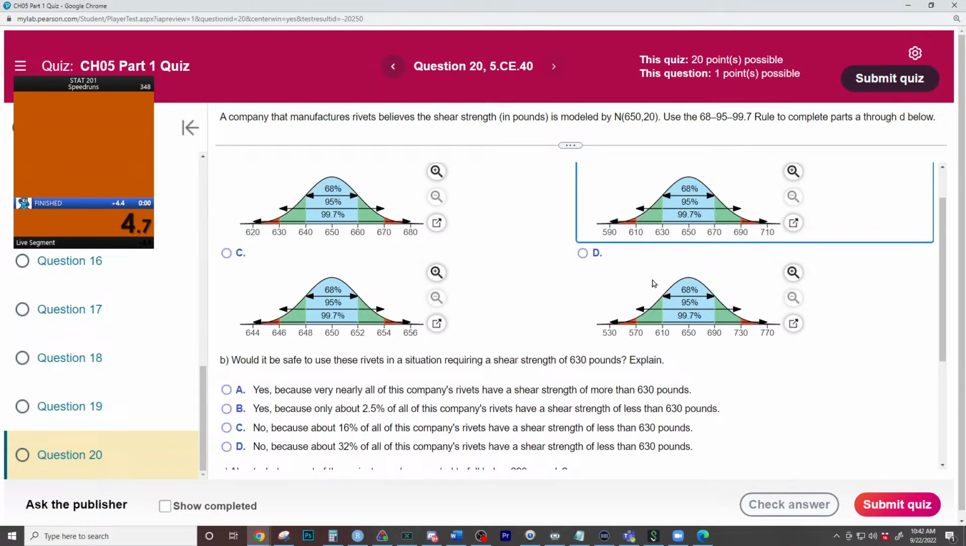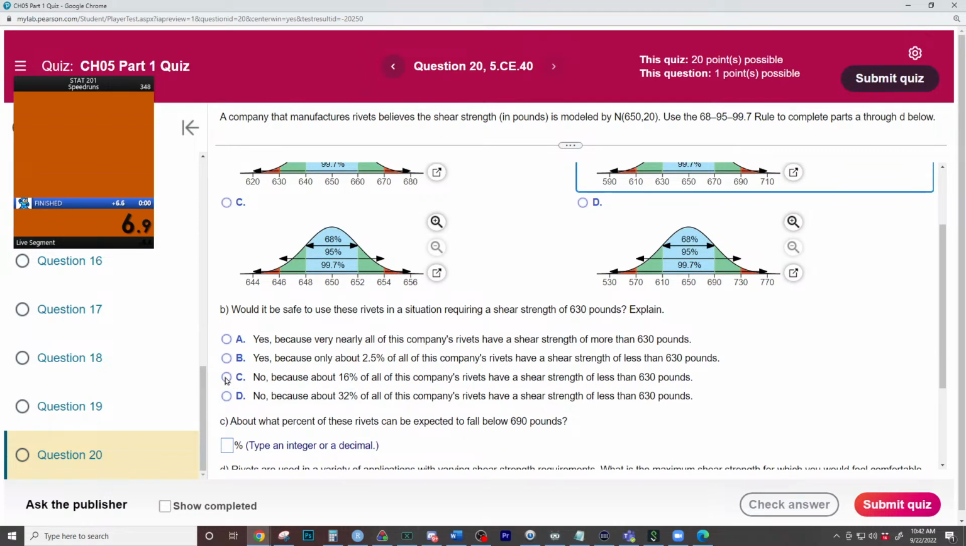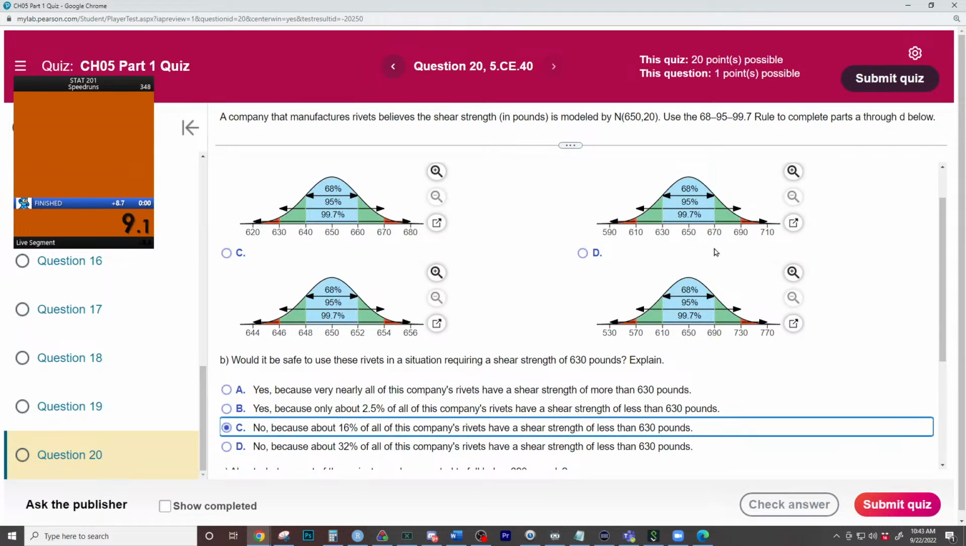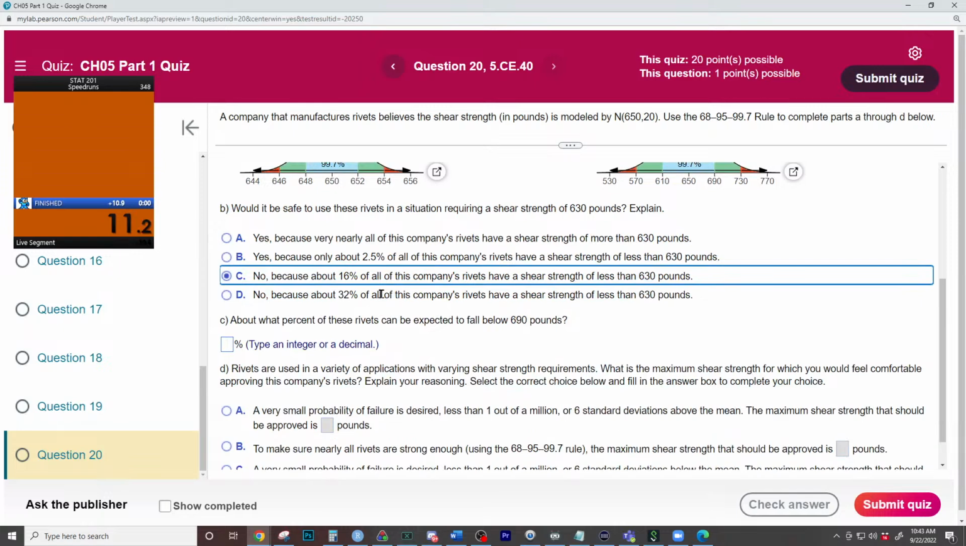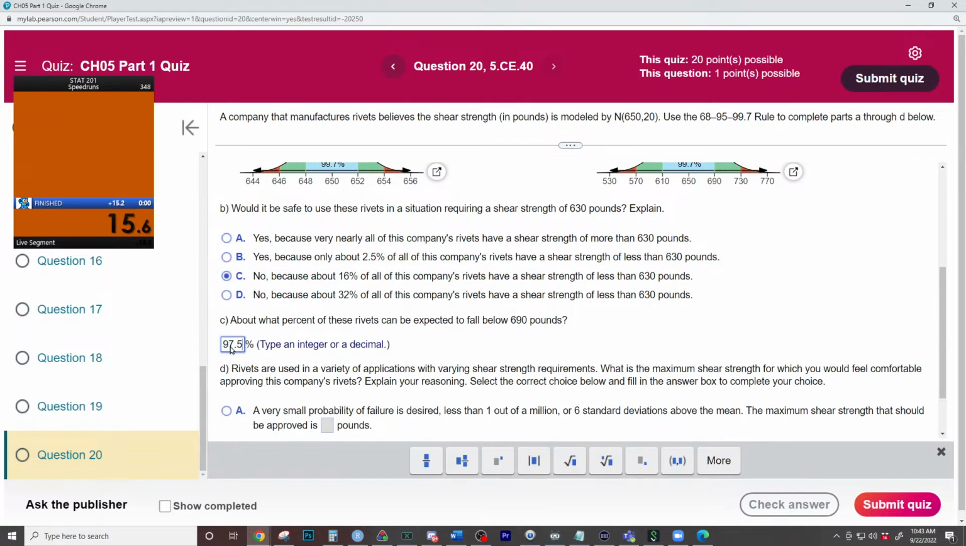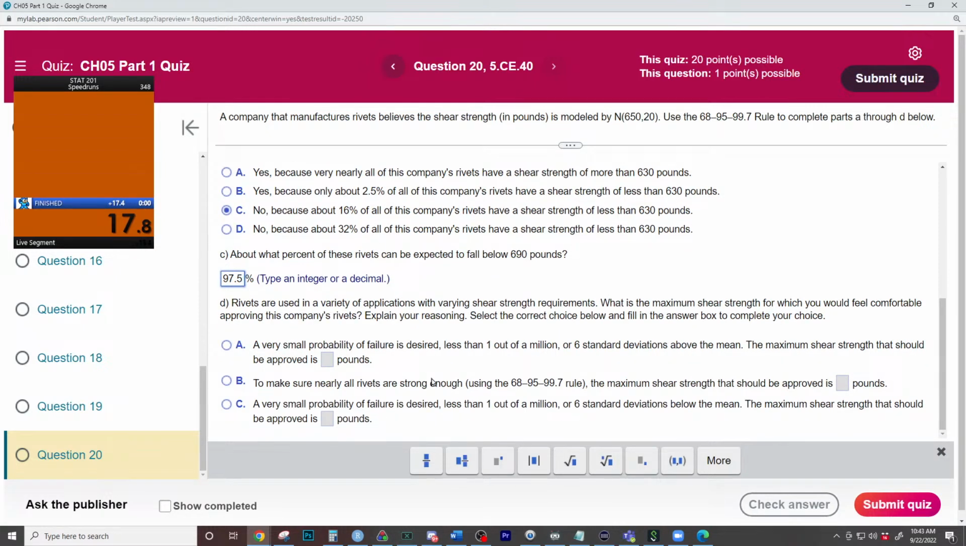Got it. We're talking 630. That's 1 standard deviation below the mean. That's going to be 16%. We're talking 690. 690 is going to be up here at the top. Then that's going to be 2 standard deviations. The amount below is 97.5.